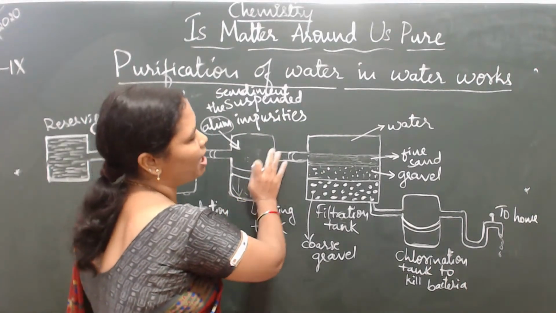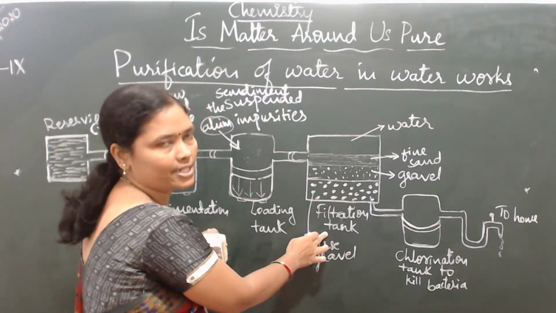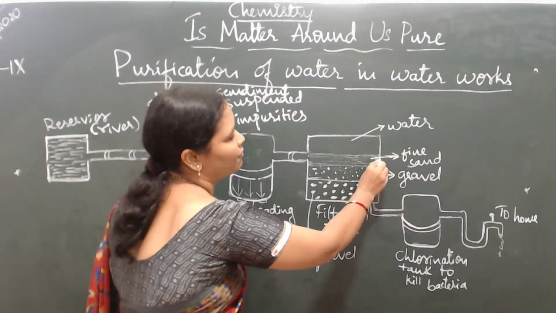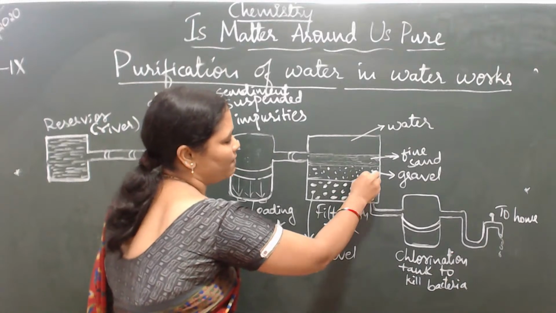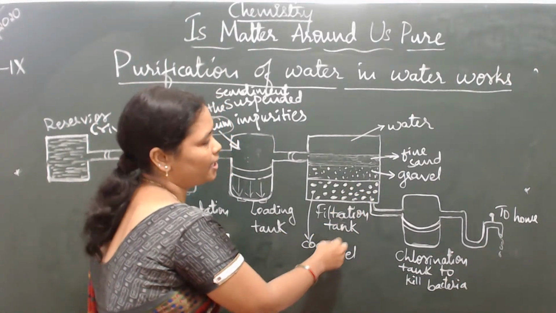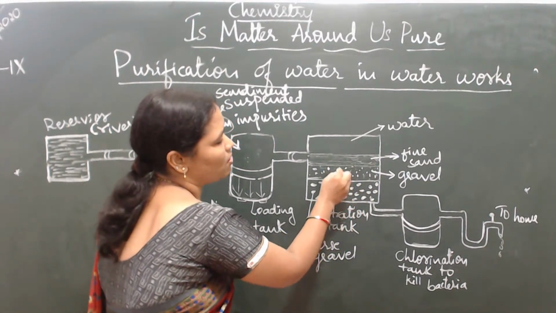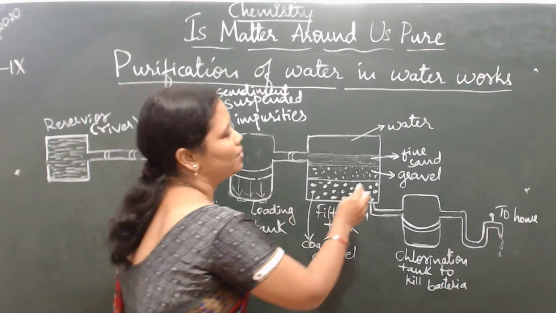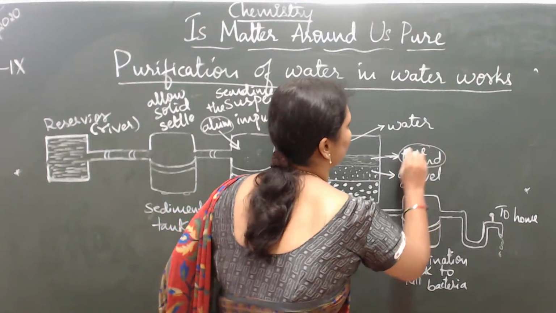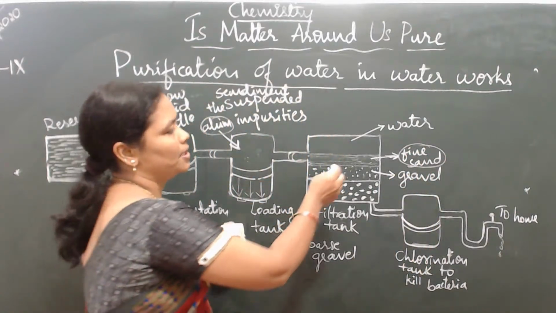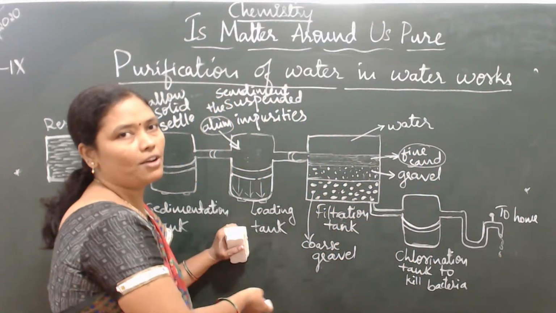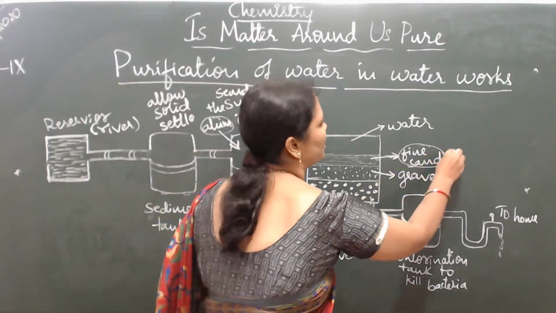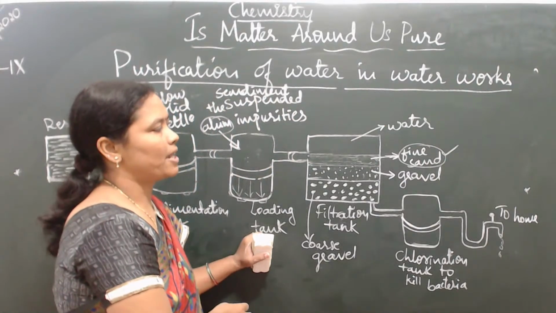And from this, we pass it to a filtration tank, in which we see four layers: a fine sand, a gravel, and the coarse gravel. Here, the role of the sand and the rock particles is to help in the filtration of the water. We know that sand naturally purifies the water, and along with the purification, it will fix some of the bacteria.